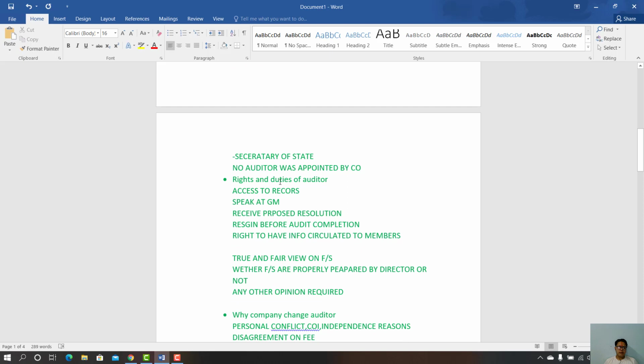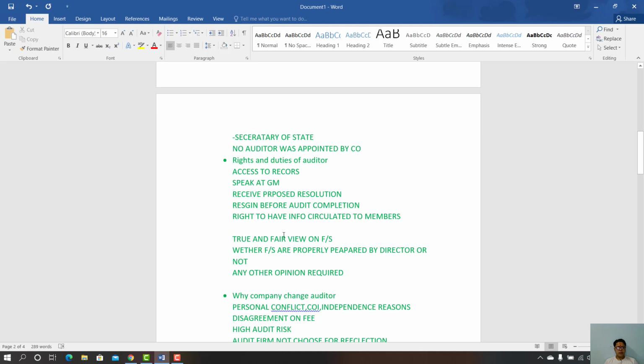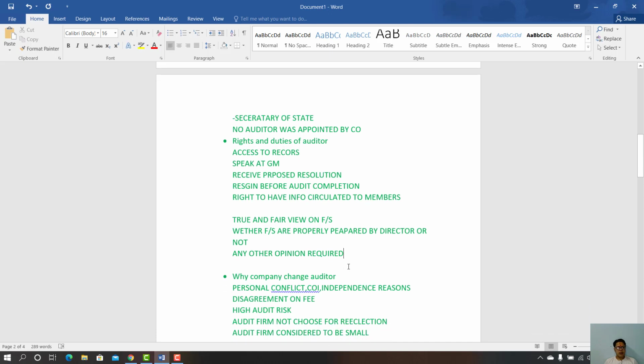So let's go to rights and duties of the auditor. What are the rights of an auditor? Access to records, speak at general meeting, receive proposed resolutions, resign before audit completion, and the right to have information circulated to members. What are the duties of auditors? First, to give a true and fair view on financial statements. Second, whether financial statements are properly prepared by directors or not, and any other opinion required.